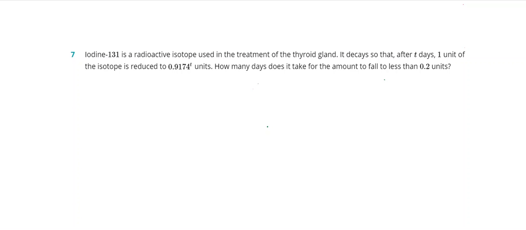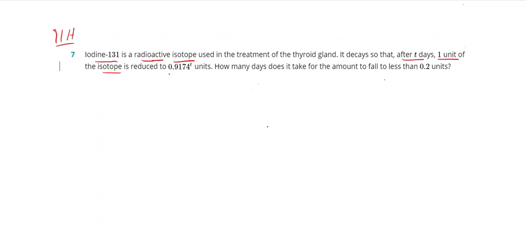This is for Year 11 Methods. We're going to look at Exercise 11H, question number 7. Iodine-131 is a radioactive substance. We're expecting radioactive decay, so it loses weight over time since it breaks down into something else. It decays after T days.